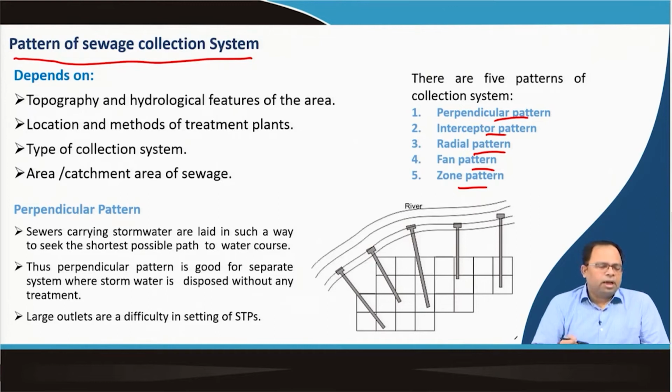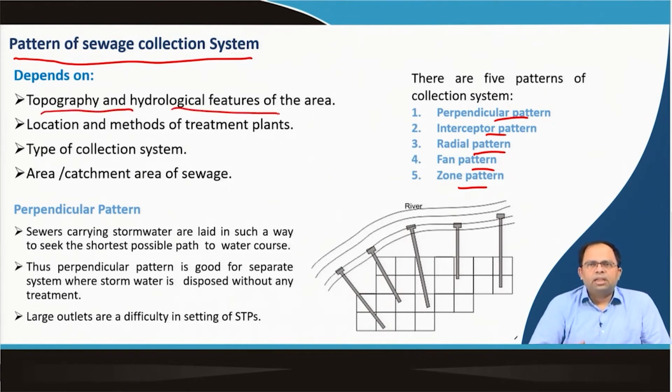So, what does the sewage collection system depend on? As I was talking about, it depends from area to area. This system varies. It is not only a single pattern, it could be a mix of different patterns, and particularly it depends on the topography of the area, and the hydrological features of the area.